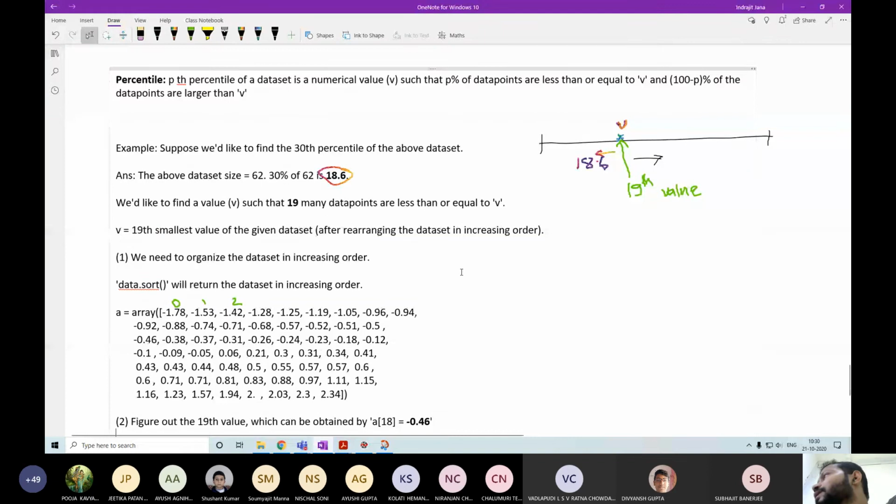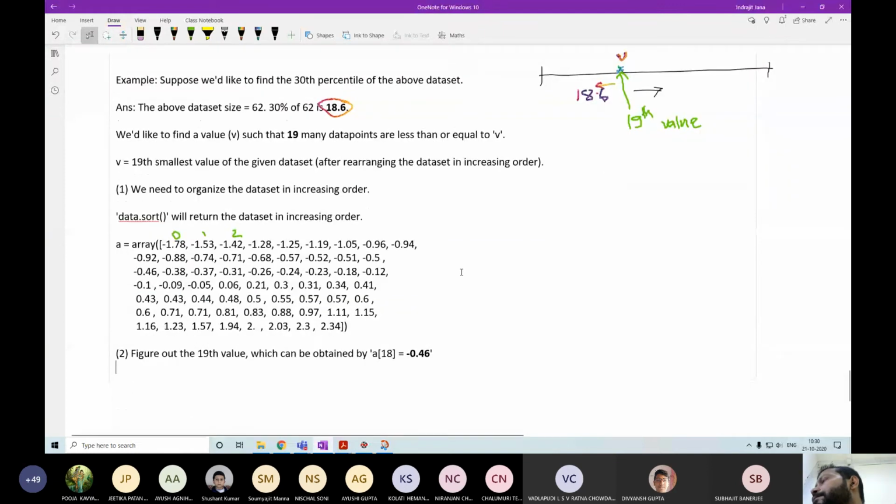Is this percentile business clear? Okay, along the same line, let me introduce this thing called quartile.